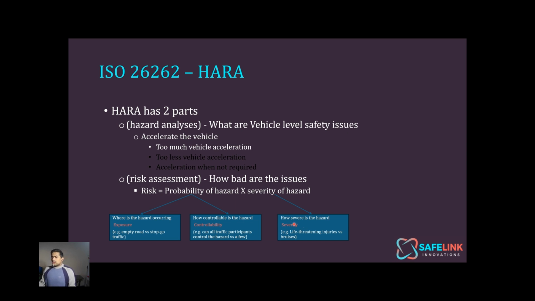So let's talk about each of these parameters here. Risk in automotive, according to ISO 26262, depends on three parameters: exposure, controllability, and severity. Exposure is what is the probability that I'm in a given driving scenario. Controllability: if in a given scenario there is a hazard, how controllable is it? Severity is: if there is a hazard, how bad is the injury?